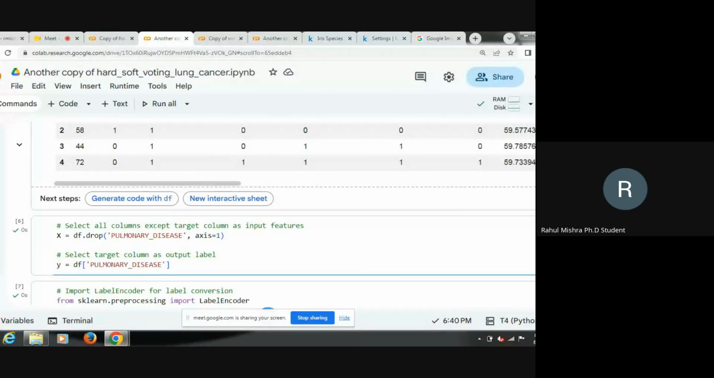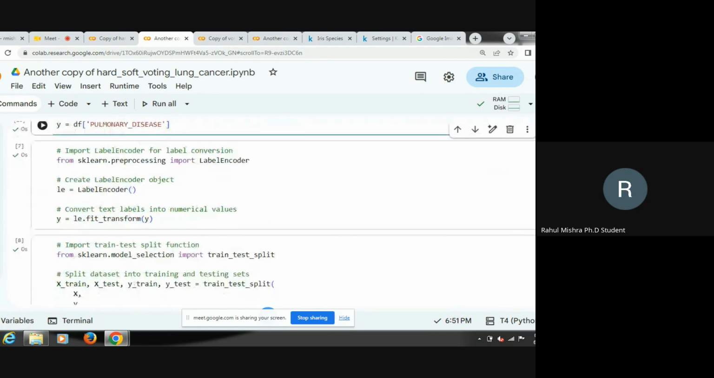So this is just a basic program in which we select the target as pulmonary disease. It could be cancer or it could be normal. I'm going through the notebook one by one, running it. In the next cell, we are using label encoder, which we use to convert text into numerical values so that we can apply our machine learning algorithms. It is a basic, simple code in which we can find out how all these voting methods could be utilized.